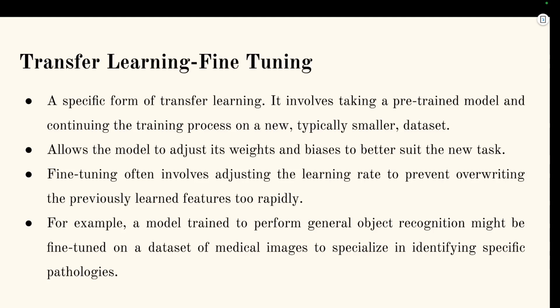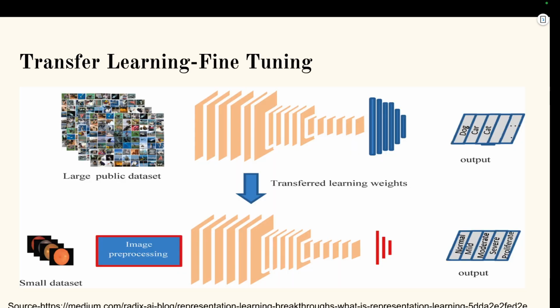Next, one more approach is called the fine tuning approach. It is a specific form of transfer learning which involves taking a pre-trained model and continuing the training process on a new and typically smaller data set. Let us discuss this with an example. This is the ImageNet data set, a large public data set. It has already been trained using a CNN model, and the images are classified against these classes.